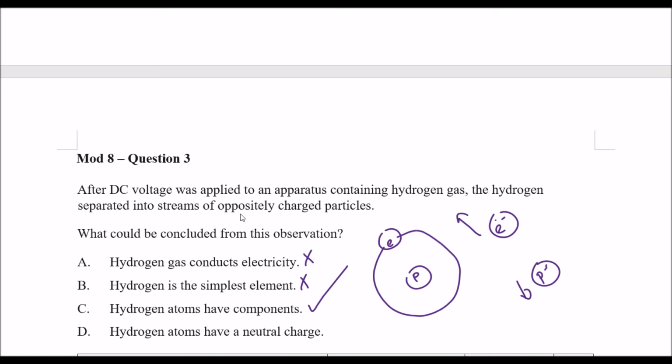So the oppositely charged particles that get broken down in this question are actually the electron and proton being released. And because the hydrogen atom consists of both these in one area of space, the fact that we can split them up means that hydrogen isn't the simplest element. The concept of the simplest type of matter means that it can't be broken apart. In this case, because it can, that's why C is correct, because it shows it has components of electrons and protons. Alright, moving on to question 4.